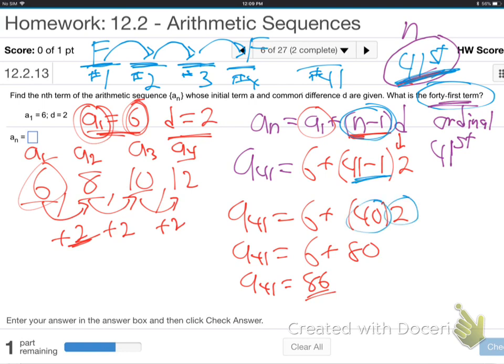We have 40 jumps of 2. Each of the jumps is add 2, add 2, add 2. 40 jumps of 2 starting with 6. That was your first term. Start at 6, jump by 2 40 times. That makes sense how that formula is working? It starts you at the first term. It says take n minus 1 jumps of distance d. That's why that works. So that'll let you jump like a CD right to where you want to go.